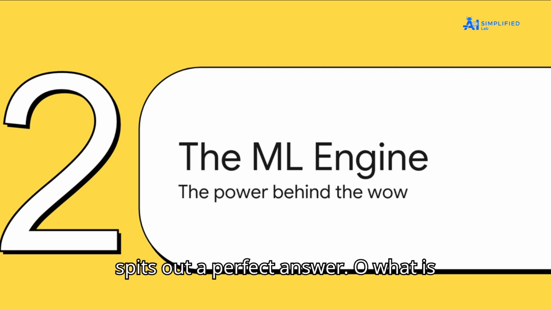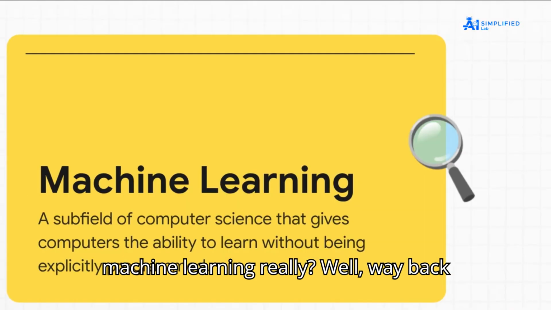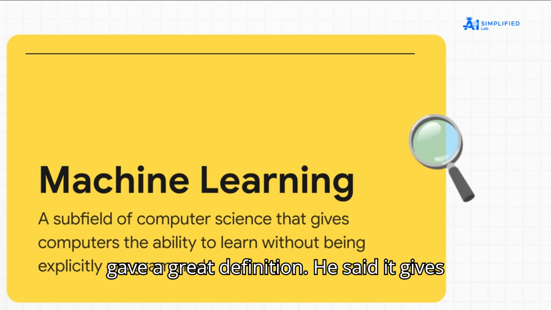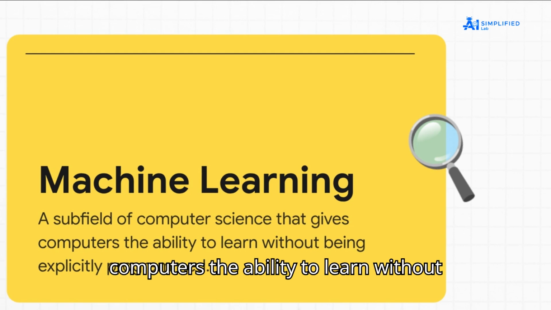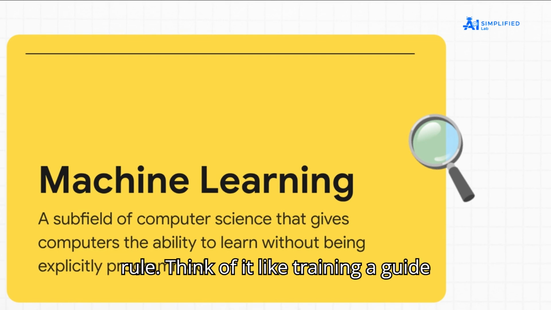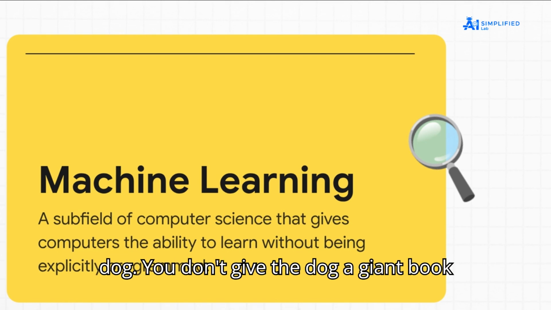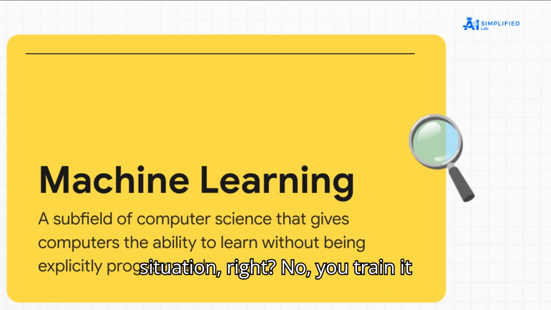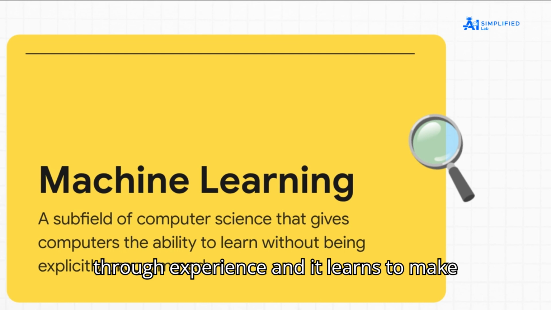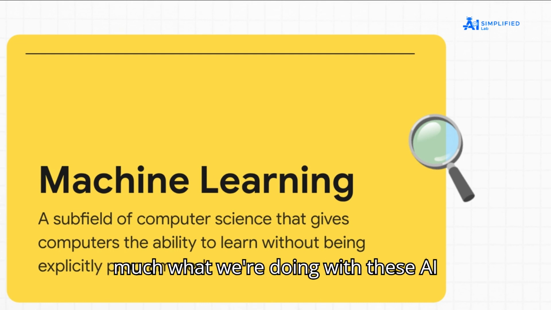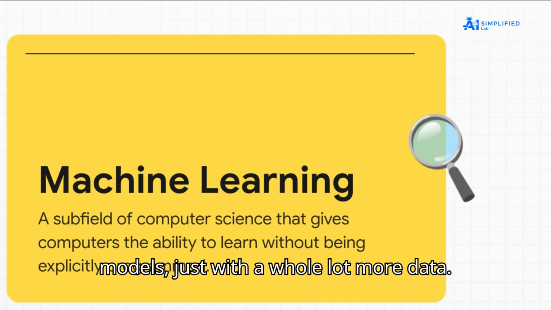So what is machine learning really? Well, way back in 1959, a pioneer named Arthur Samuel gave a great definition. He said it gives computers the ability to learn without someone having to program every single rule. Think of it like training a guide dog. You don't give the dog a giant book of if-then rules for every possible situation, right? No, you train it through experience, and it learns to make good decisions on its own. That's pretty much what we're doing with these AI models, just with a whole lot more data.